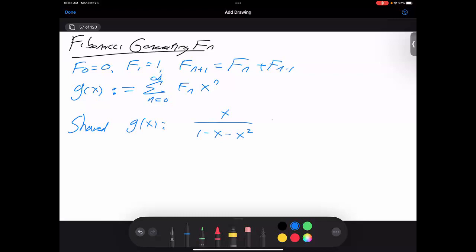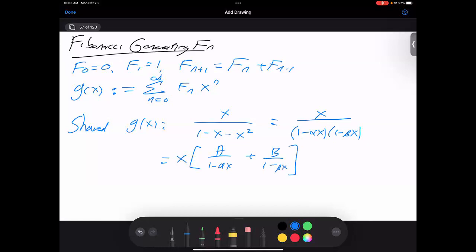And from this, we wrote this as x over (1 minus alpha x)(1 minus beta x), right? And so we could write this really as x times a over 1 minus alpha x plus b over 1 minus beta x, with some numbers a and b. And what did we use to get this? What does this remind you of from calculus? Partial fractions, right? Here is a use of partial fractions.